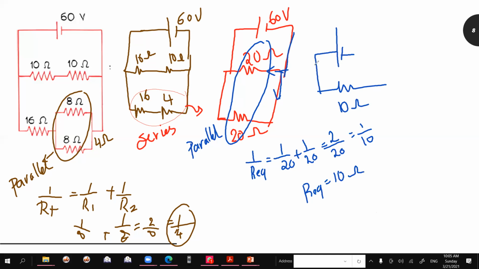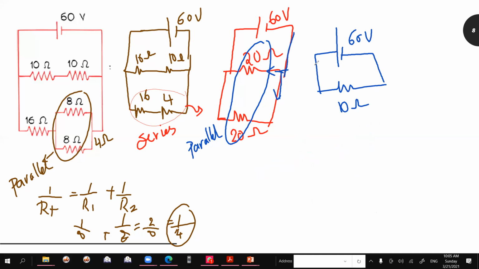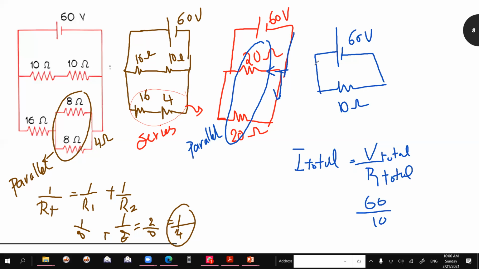Up here, I have 60 volt. So after that, what do we have? We have an R equivalent and V total. We need now to find I total. In order to find I total, let's remember Ohm's law: V total over R total. So 60 over 10, which is 6 ampere. So the total current passing through the 60 volt source in this circuit will be 6 ampere.